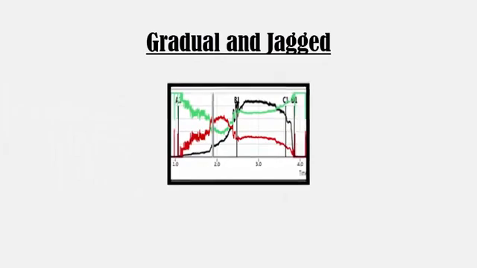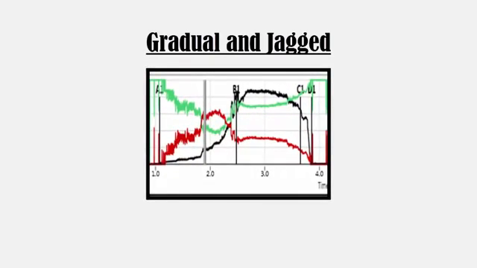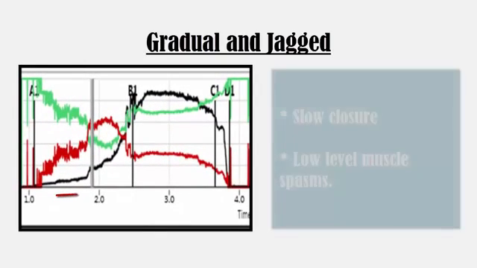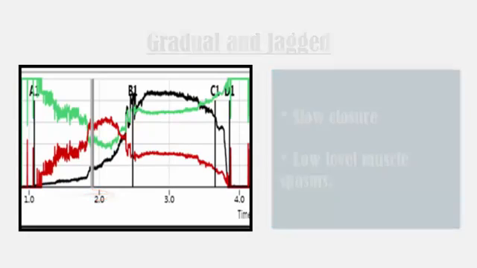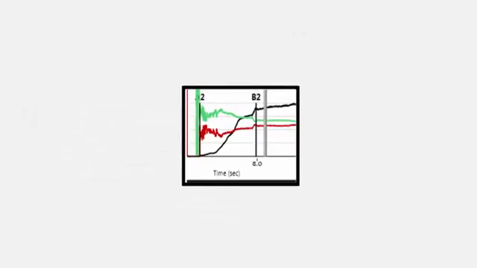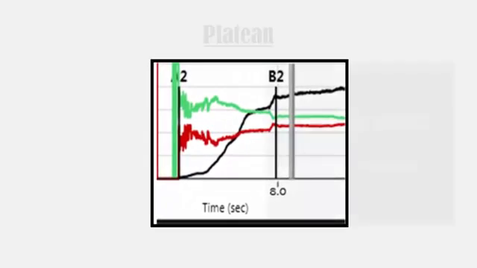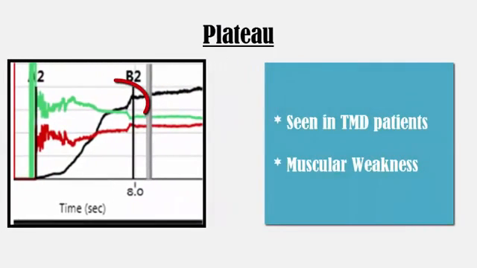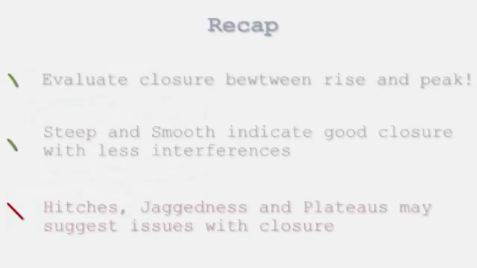In the next example, the gradually rising forces indicate a slow closure, while the jaggedness suggests that the patient is experiencing low-level muscle spasms. The last example shows the black force line exhibiting a plateau, which may indicate the patient is experiencing discomfort and as a result is reluctant to close. This is usually seen in TMD patients who demonstrate muscular weakness.